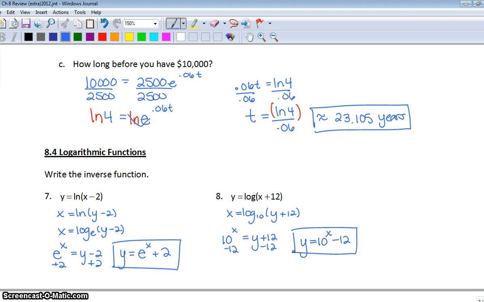Now both of these could have also been done by solving for y by getting rid of the natural log by taking e to the natural log. E to the x, this would have been canceled and you would have been left with y minus 2 down here and e to the x. Same here, if I wanted to get rid of log base 10, I would have done 10 to the x, 10 to the log base 10, and I would have been left with y plus 12 here and 10 to the x there. There's two approaches. It doesn't matter which way you do it, you'll still get the same answer in the end.